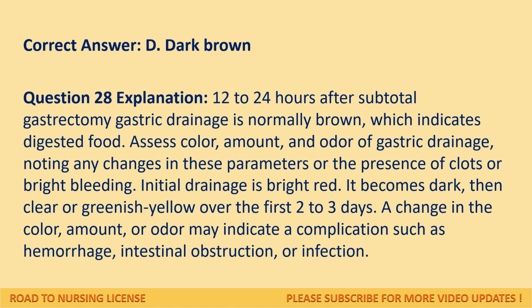Question 28. Explanation. 12 to 24 hours after subtotal gastrectomy, gastric drainage is normally brown, which indicates digested food. Assess color, amount, and odor of gastric drainage, noting any changes in these parameters or the presence of clots or bright bleeding. Initial drainage is bright red. It becomes dark, then clear or greenish yellow over the first 2 to 3 days. A change in the color, amount, or odor may indicate a complication such as hemorrhage, intestinal obstruction, or infection.